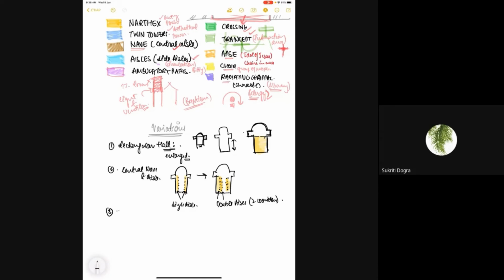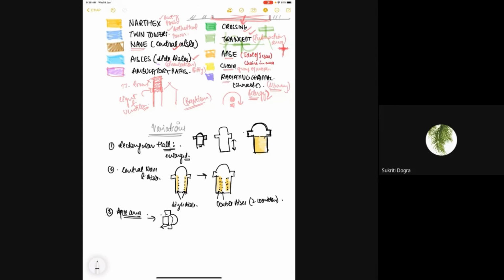Then your apse area. So apse is basically on the opposite side of the main door. This apse also evolved with time. They started introducing some elevated platforms at the end. They also started introducing the Pradakshina path later on, sorry, the ambulatory path later on. So apse area also evolved with time.